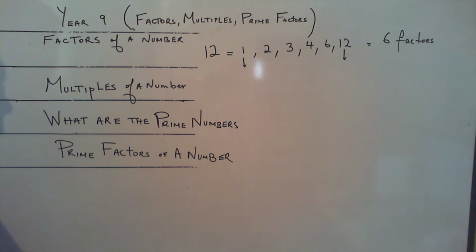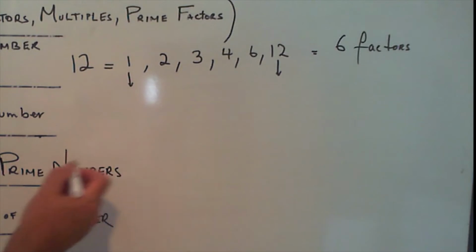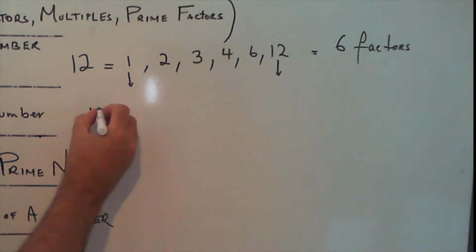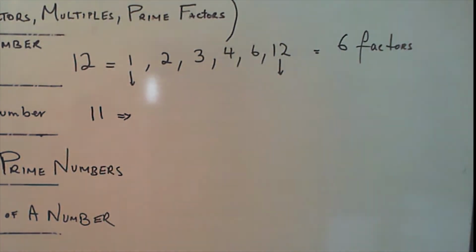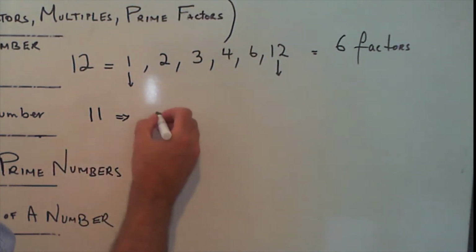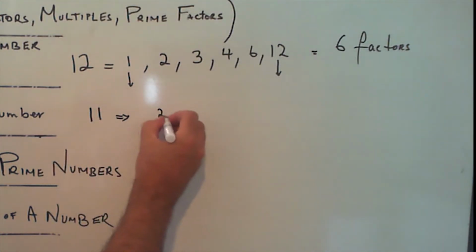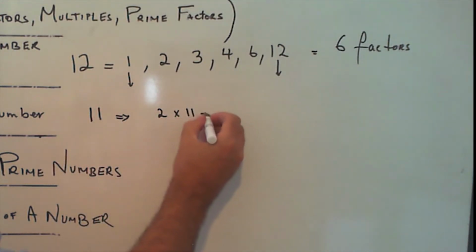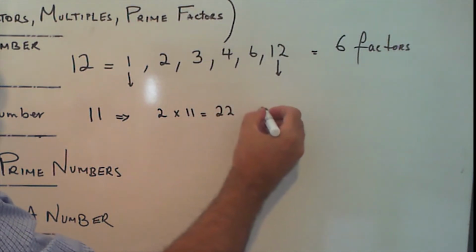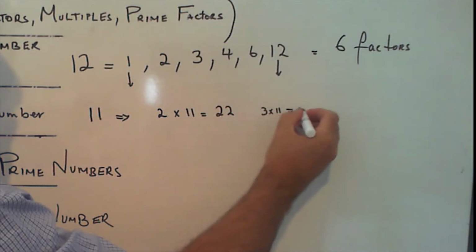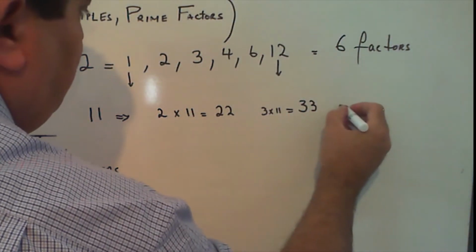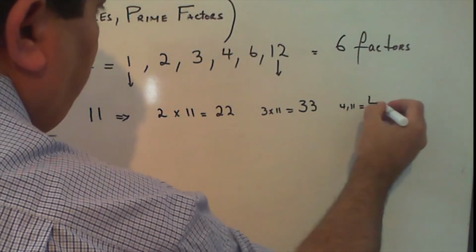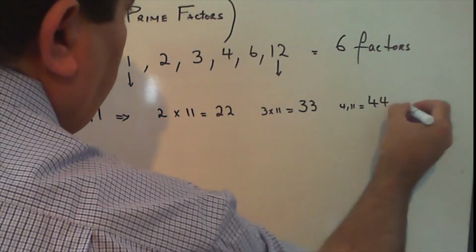Then we move on to multiples of a number. Multiples of a number are the results of multiplying that number. So if I choose, what are the multiples of 11? Normally I ask for the first 5. Multiples of 11: 1 times 11 is 11. What is 2 times 11? 22. And then 3 times 11? 33. These are multiples of 11. And you can do 4 times 11? 44. And I'll go on.